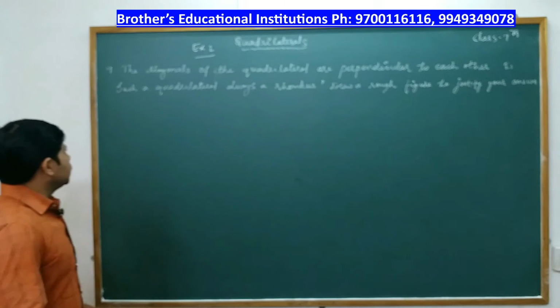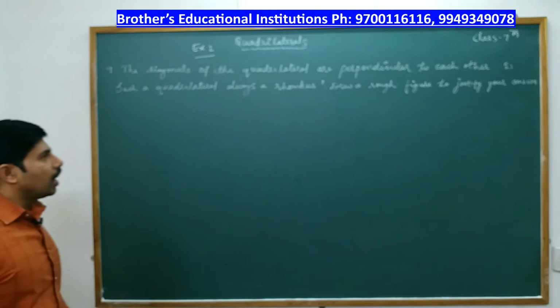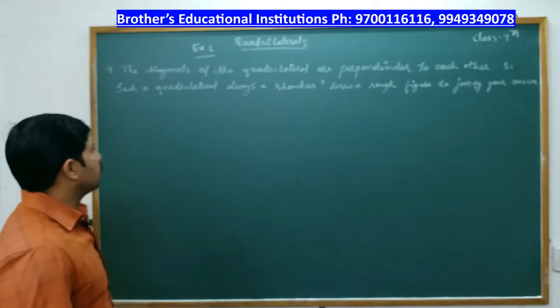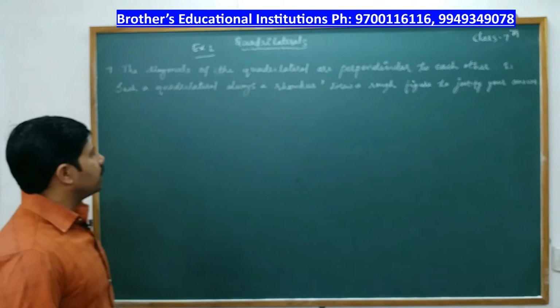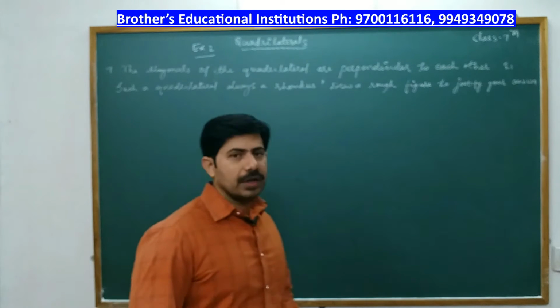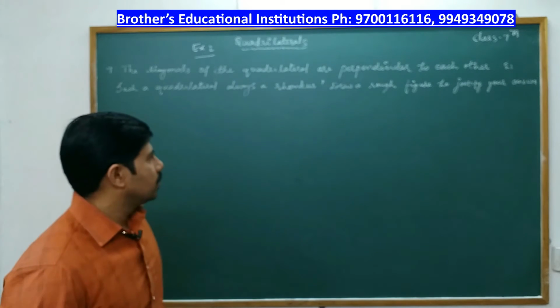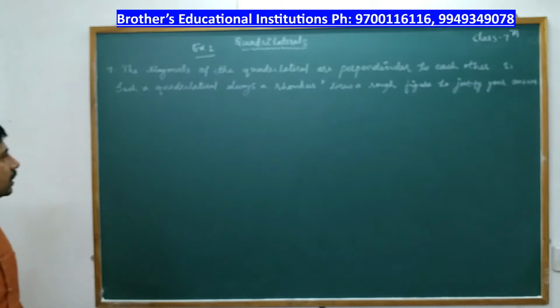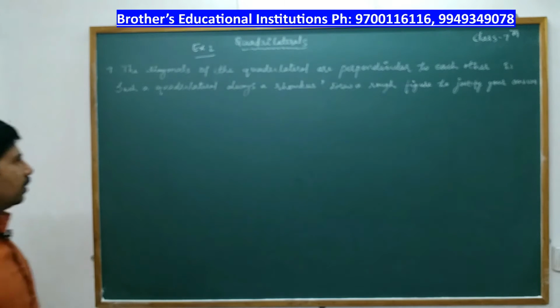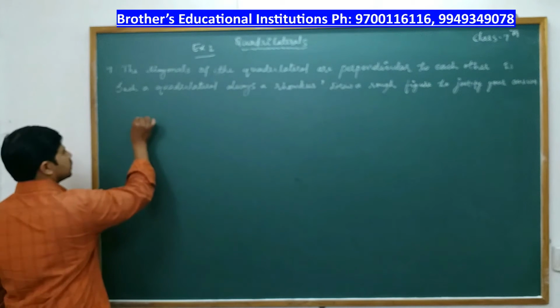So the first question is, the diagonals of a quadrilateral are perpendicular to each other. Is such a quadrilateral always a rhombus? Draw a rough figure to justify your answer. See now, if the diagonals are perpendicular, the figure need not be a rhombus.